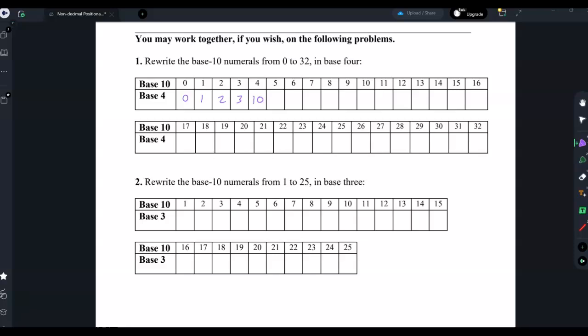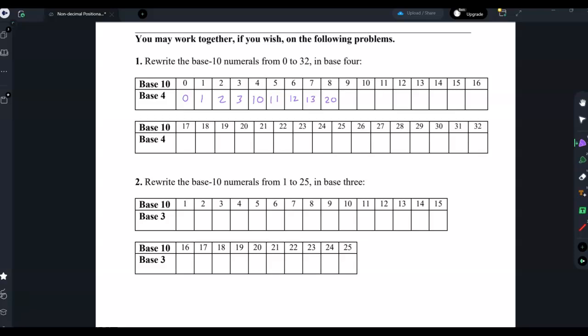So now I start counting again. I'm going to remember that I had one group of 4 already, and now I'm counting one more. And then I would count again, one group of 4 and 2 left over, one group of 4 and 3 left over. Now if I do another one, I have another group of 4. So if I have 4 left over, those 4 get regrouped. So now I have 2 groups of 4 with 0 left over.